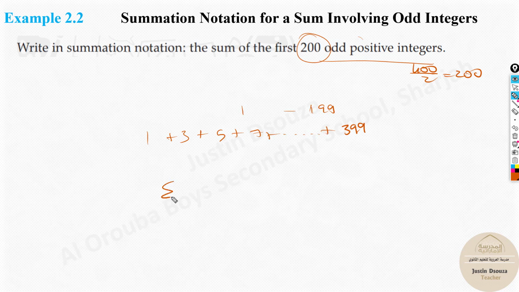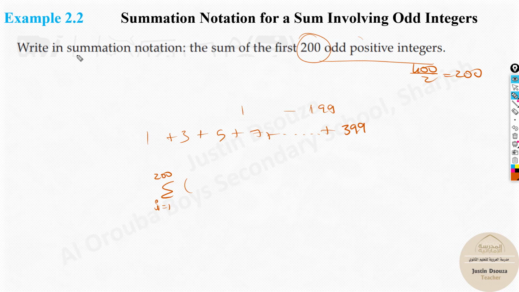So now let's write the summation. We start with, say, 1. How many numbers will there be? 200 numbers if you're starting with 1. Now don't write this 400, because we need 200 numbers only, the sum of 200. But now, how can we write this as 1, 3, 5, 7, and so on?